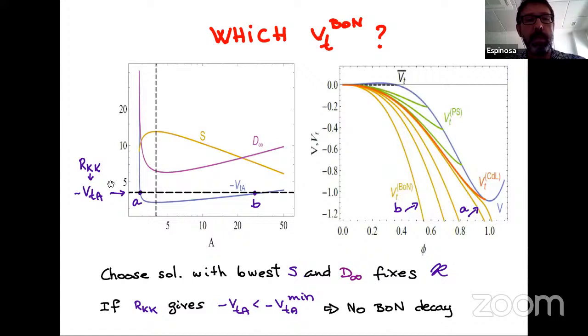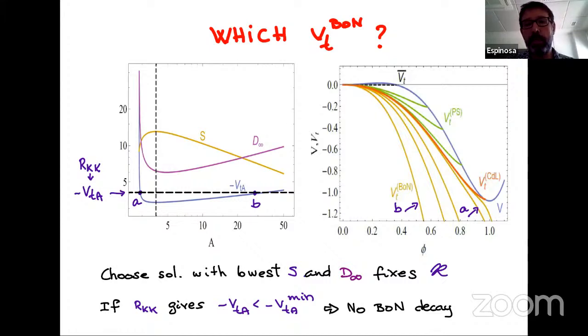Another interesting thing is that if you choose the radius of your Kaluza-Klein in such a way that the prediction for this parameter lies below this minimum, then there will be no solution. And this means that for that particular choice of Kaluza-Klein radius, there will be no BON decay. And you can also describe this using this formalism, okay?